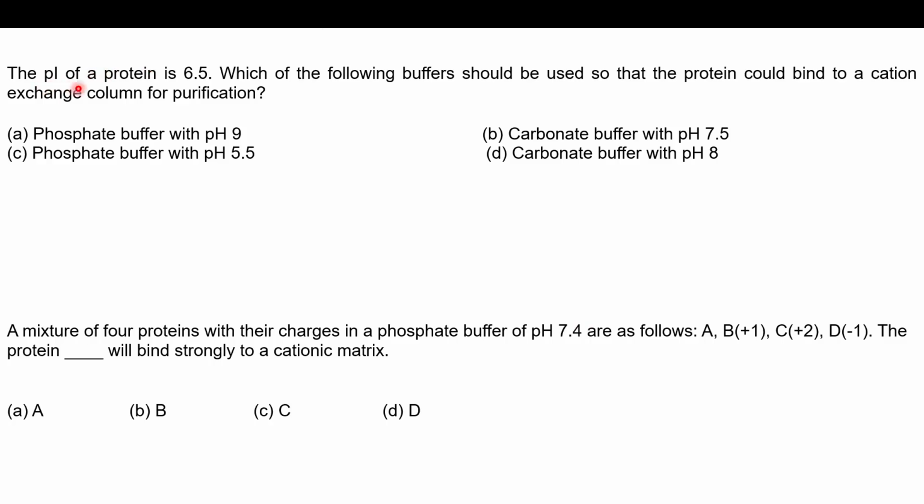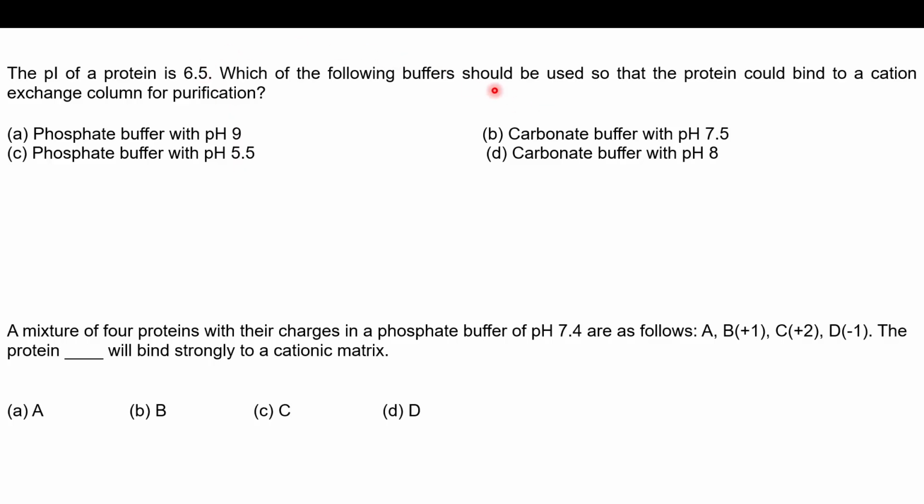Now the pI or isoelectric point of a protein is 6.5, and which of the following buffers should be used so that the protein can bind to a cation exchange column for purification? A cation exchange column exchanges cations. So it binds to something which has a positive charge. So the matrix itself has to be negatively charged, right?